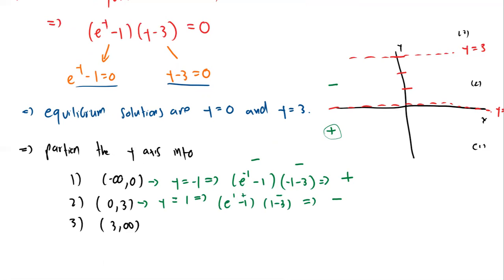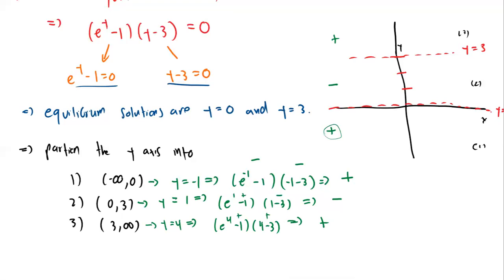Finally, let's pick something on the interval 3 to infinity. Let's say we picked y equals 4. Plug it into the differential equation, or f of y. So we get e to the 4 minus 1 times 4 minus 3. e to the 4 minus 1 is positive, 4 minus 3 is positive. So this is positive. So what do we get? Well, our solutions are increasing on this interval.